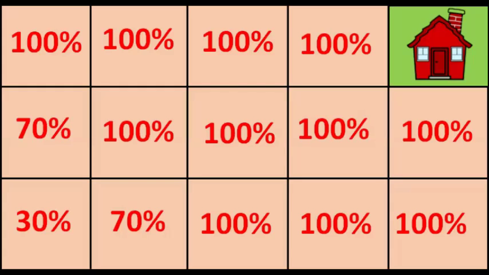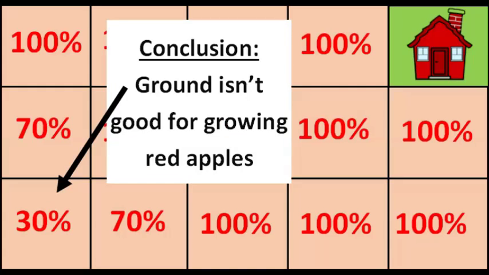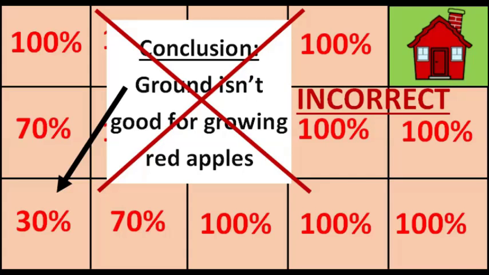And after analyzing the results, you conclude that the ground on the far side of the orchard isn't good for growing red apples because there was such a low percentage of the harvest that turned out red. But in reality, you reached an incorrect scientific conclusion there. All of the orchard soil is good for growing red apples, and the only reason the far side didn't appear to be that way is because the oranges were included in our study. And in the end, that led to an incorrect scientific conclusion.